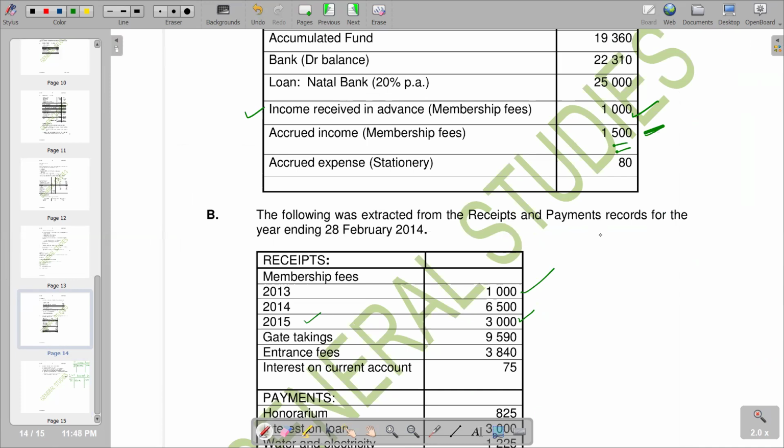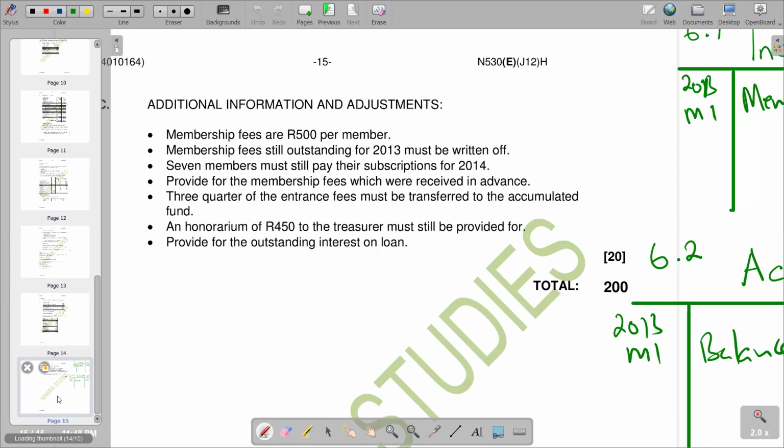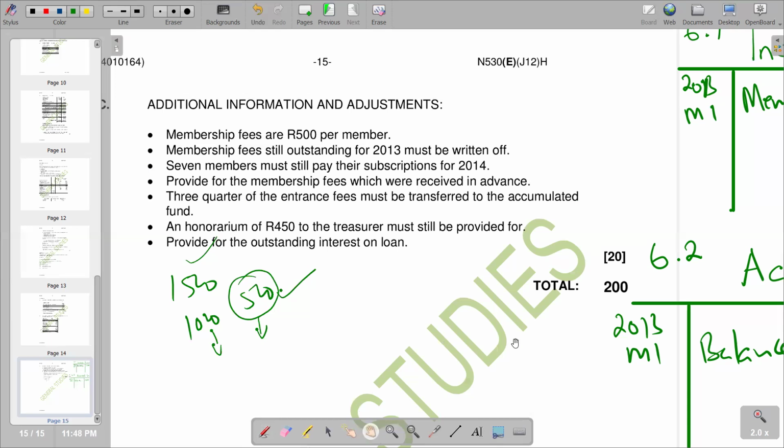But it is being said that it must be written off according to the instructions that we have here. They say the 500 membership is still outstanding, must be written off. Remember, what was owing was 1,500, but the receipts show that what we received is only 1,000. So we've got an extra 500 which hasn't been received, and this one is being said should be written off. So basically, we are going to remove the whole 1,500 because one part has been received and the other part is going to be written off. So just put it as 1,500 and remove that owing from the debit side of the accrued income.